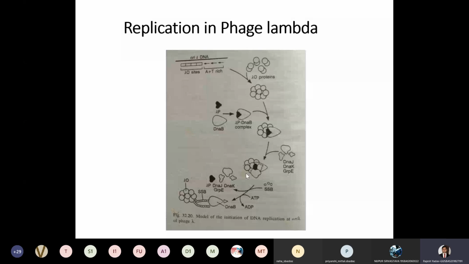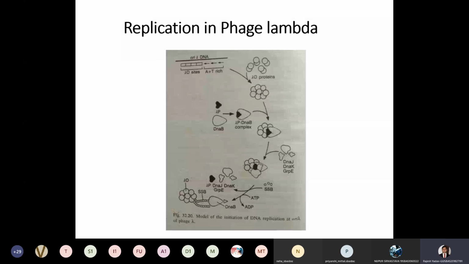First, DNA A protein binds with the origin, especially on the 9 base pair region, and then DNA B protein and DNA C protein come. First of all, DNA C protein recognizes where the DNA A protein has already bound, and then DNA B protein, which is a helicase enzyme, breaks the hydrogen bonds. So both DNA strands will be separated.